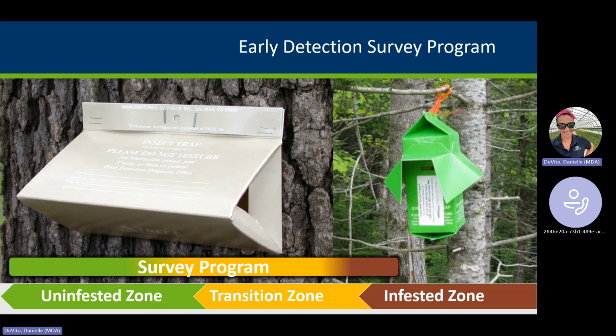You may have seen these traps. The Minnesota Department of Agriculture sets about 20,000 traps annually on a grid pattern across the eastern portion of Minnesota. The inside of the trap is sticky and has a pheromone that attracts the moths so they can be detected. Traps are set in the spring and will be removed in the fall.